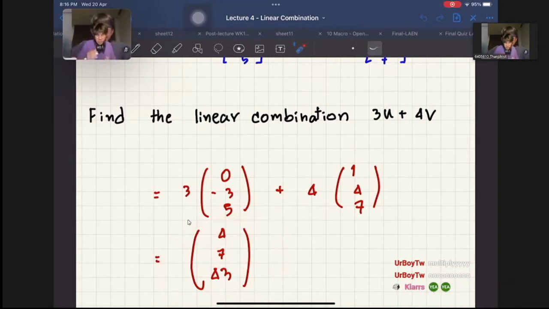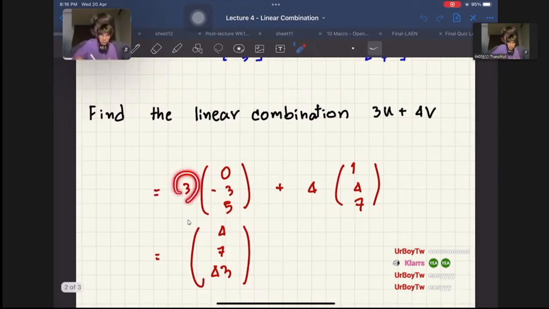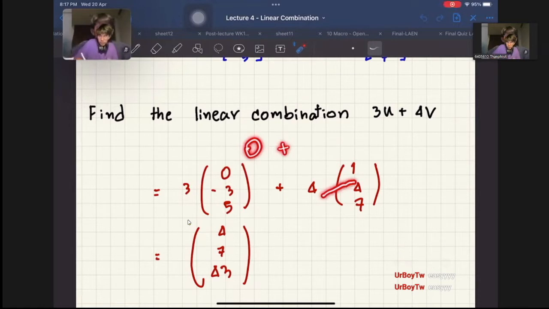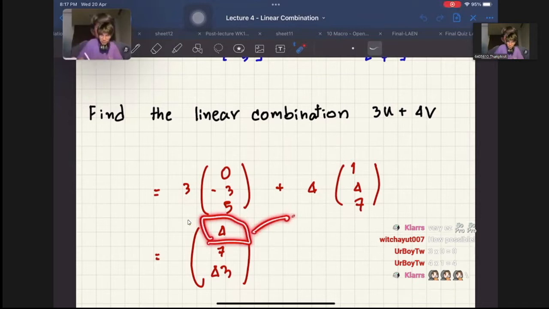How to do it is just the first row. You use 3 times 0, you will get 0, and you plus 4 times 1. You will get 0 plus 4. What do we get? Yes, exactly. The first one comes from 0 plus 4. We will get 4.